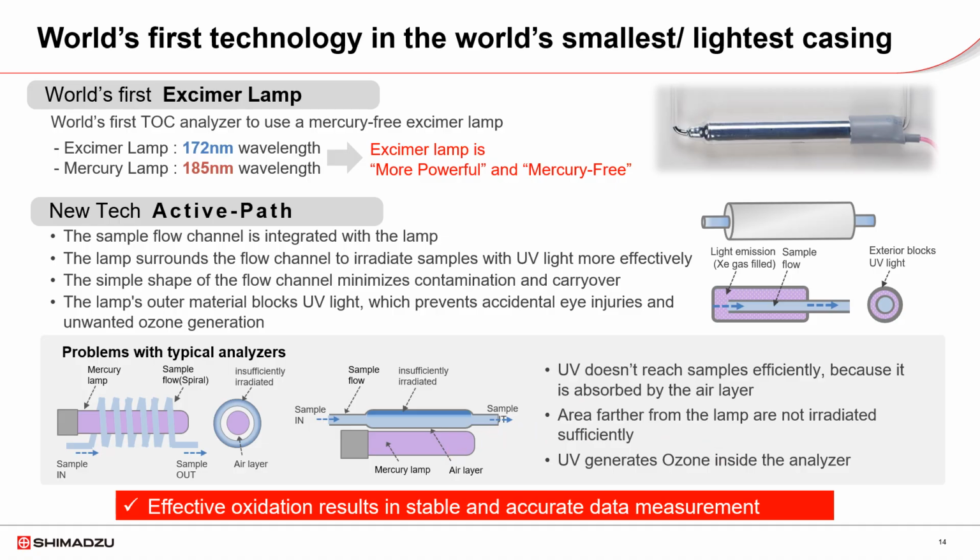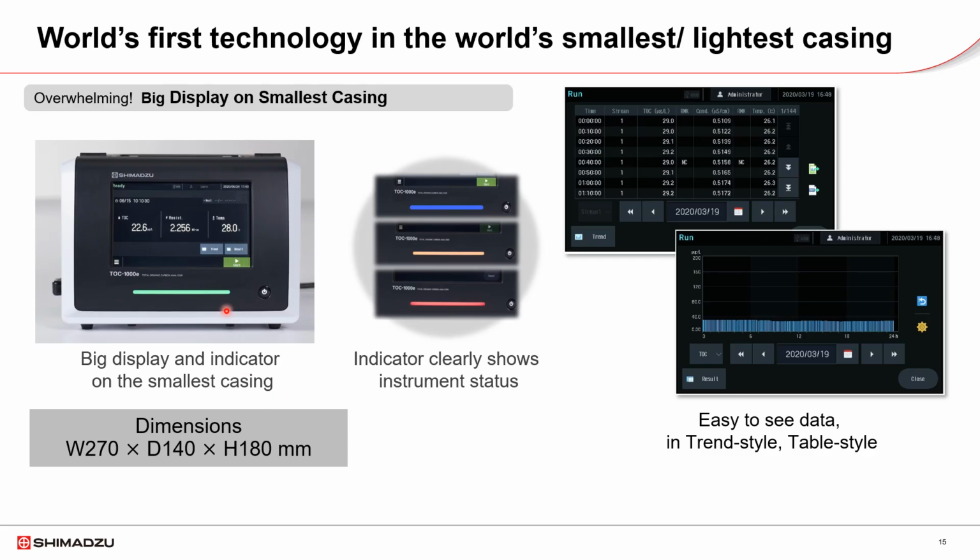TOC 1000E has a big display and indicator on the smallest casing. The instrument dimensions can be seen here, which is literally A4 paper size. The indicator at the bottom clearly shows the instrument status: working, error, or idle. It is easy to see the data generated by the instrument in the form of tables or charts. So this is a smallest giant, enabling power-packed technology.